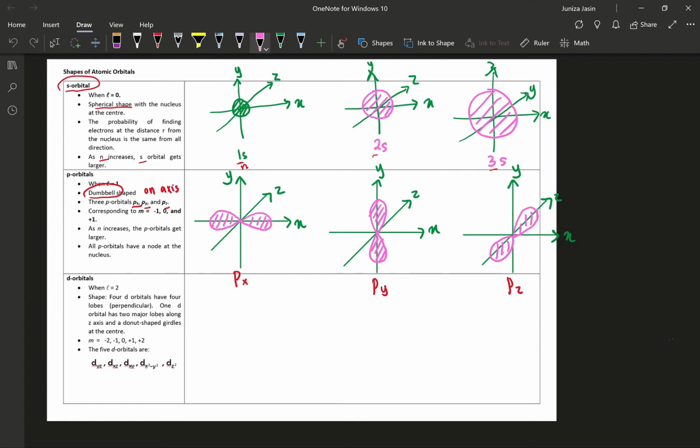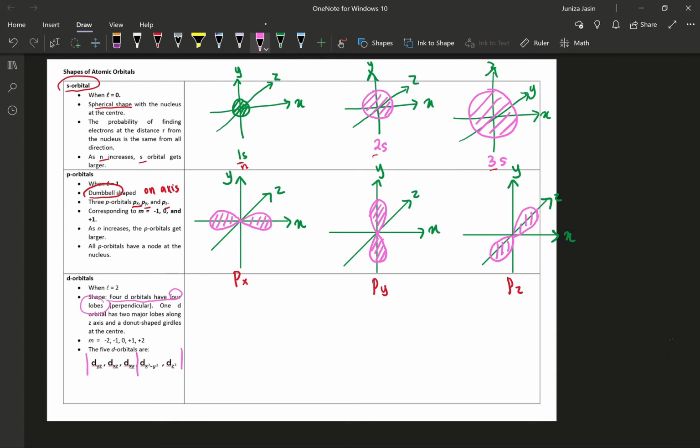Okay, so next let us move to D orbital. D orbital shape dia ada 4 lobes. 4 lobes mean ada 4 kelopak. Tapi ada satu je shape dalam D orbital yang ada 2 kelopak. And then there are 5 D orbitals, and the 5 D orbitals are dxz, dyz, dxy, dx squared minus y squared, and dz squared. So tips to draw adalah you have to divide this kepada macam ni.